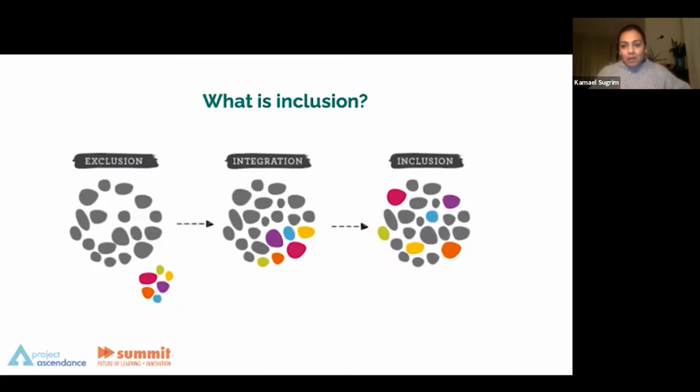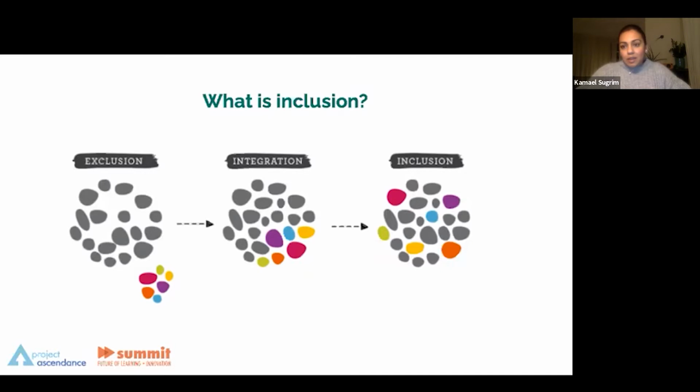But the interesting part of this graphic, I think, is in the middle, which is integration. And a lot of people confuse integration with inclusion, which is what you'll see on the far right, which is that we can bring different types of people and groups and entities into an organization or into a culture, but they can still not be included. They can be integrated, but they don't actually have inclusion.